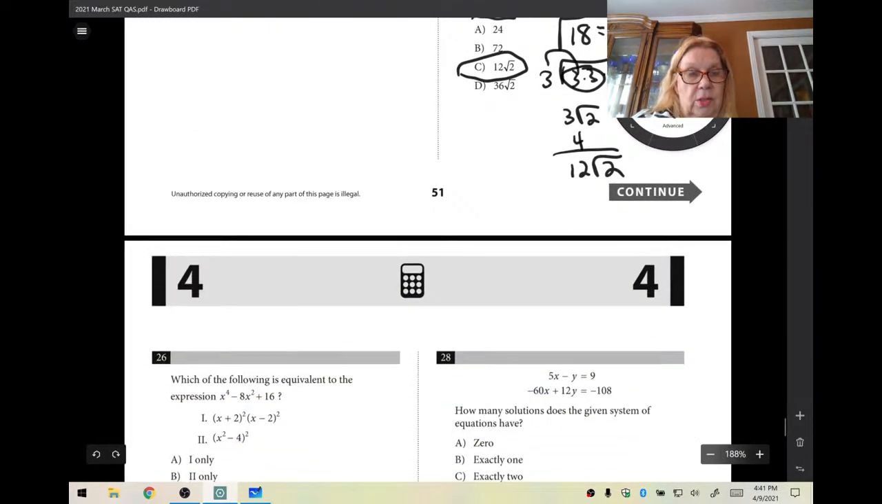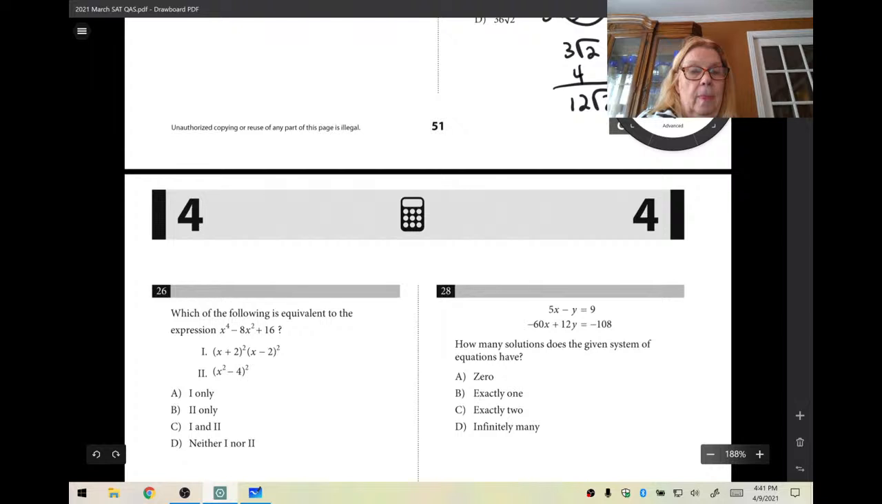So now we're on to 26. This is one where I would just pick a number because there's a lot of algebra involved. So let's just say x is 1. So here we're going to get 1 minus 8 plus 16. So 17 minus 8 is just 9.